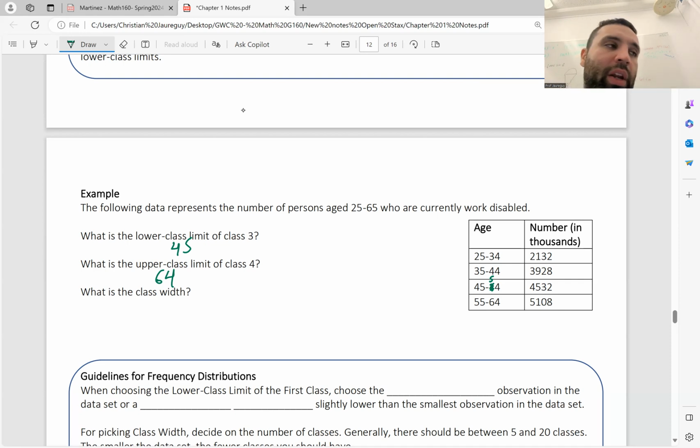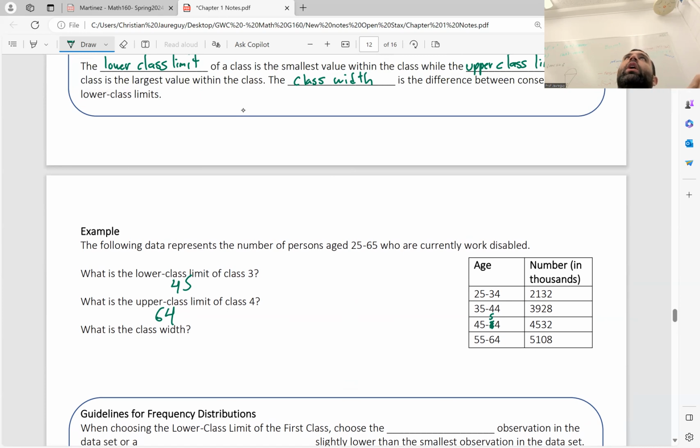What's the class width? I'm pausing here so we can all answer this question. But I'm sure most of us are saying 9. And that is a completely fair answer, because 34 minus 25 is 9. No problem. 44 minus 35, 9. But most stats books, to remain consistent and for a multitude of different reasons, take the difference between consecutive lower class limits. So the class width is going to be 35 minus 25.